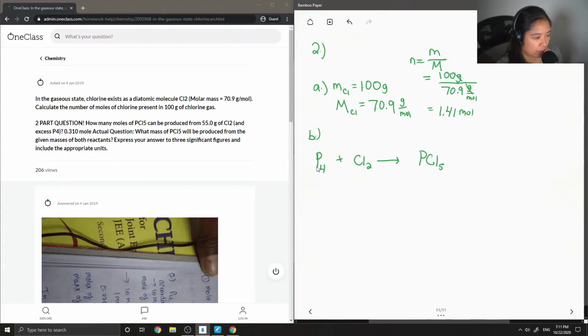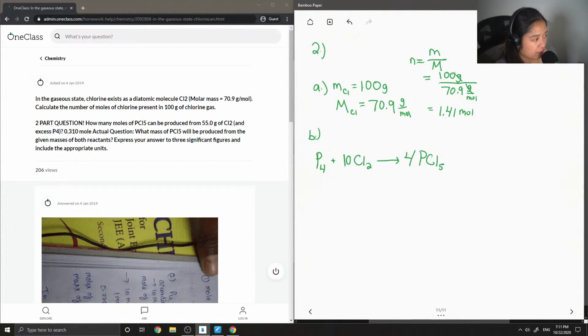So I have 4 phosphorus on this end, so I'm going to put a coefficient of 4 here. So this changes the number of chlorine atoms we have. So now we have 20 chlorine atoms. So I'm going to put a 10 on this side, just to make everything balanced. Okay, so this is our final balanced reaction.